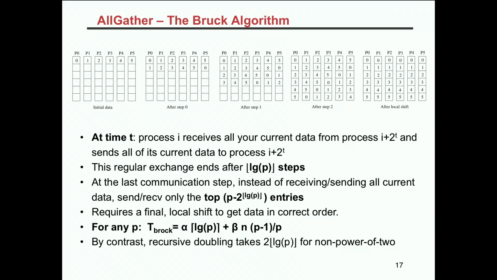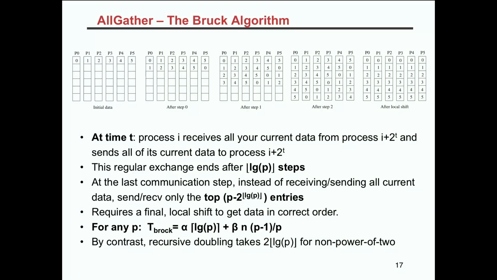What does this look like? This is actually the butterfly network's pattern, right? You first get data from your 1-hop neighbors, and then from your neighbors at distance 2. So this is often called butterfly. And another difference is you don't need to assume that the number of processes is doubled. You can generalize this to non-power of 2.